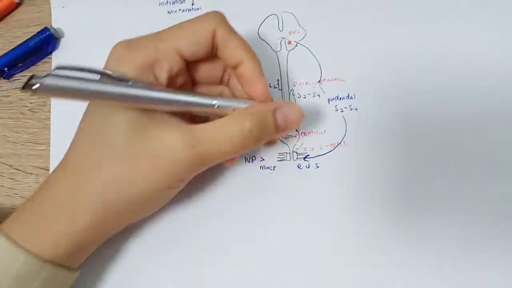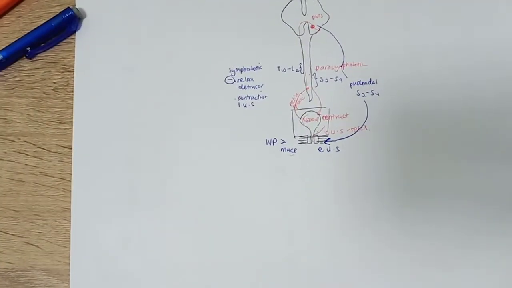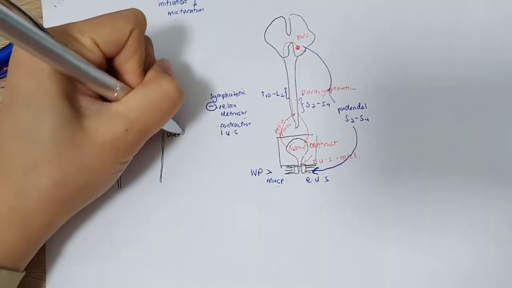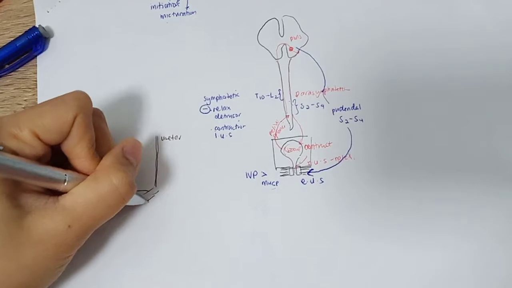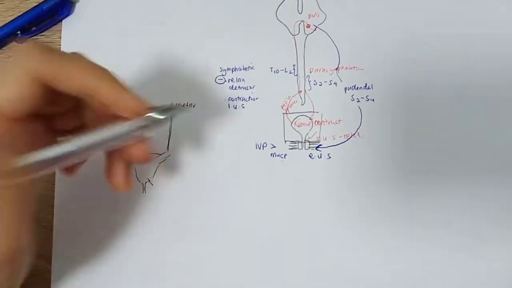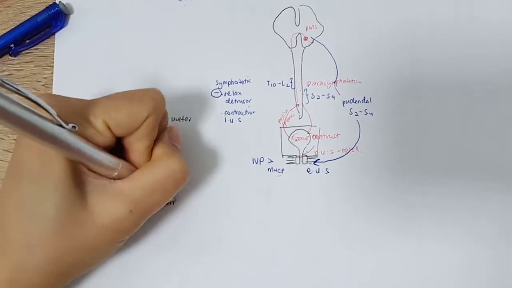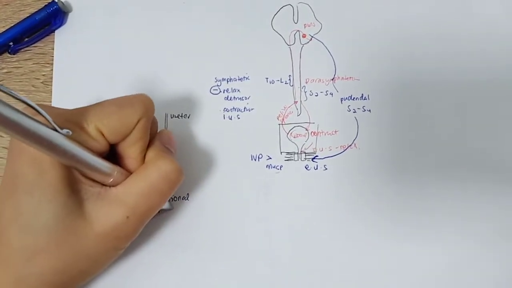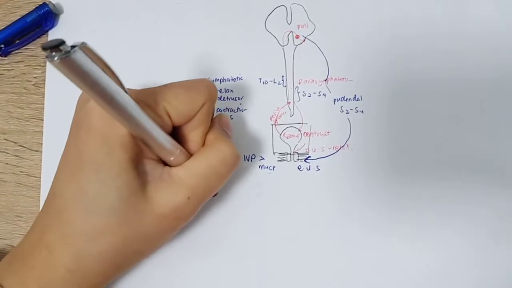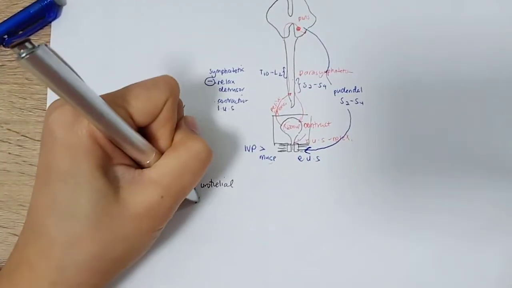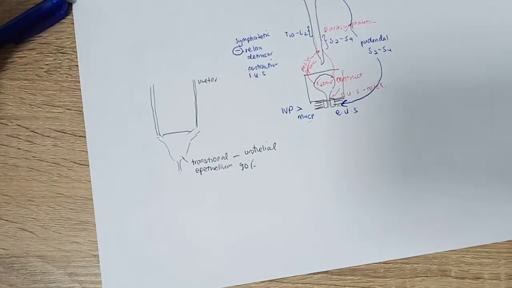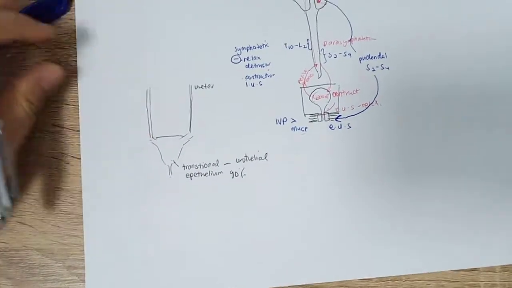But before that, let's go to the detrusor muscle. As we know, the ureter, bladder, vesica, and the urethra have the same epithelial type, which is the transitional epithelium, or we call it urothelial. So 90% of bladder cancer is of the urothelial carcinoma type. The adenocarcinoma and squamous cell carcinoma are quite rare as compared to the transitional epithelium.